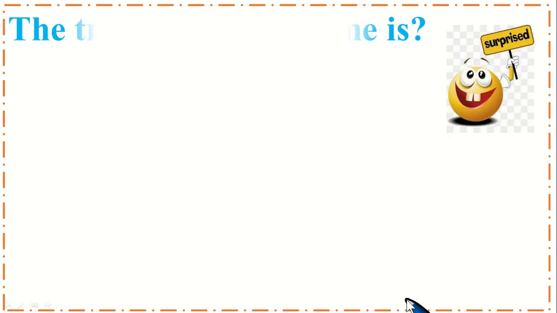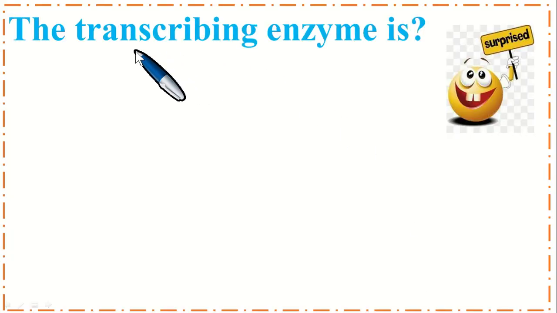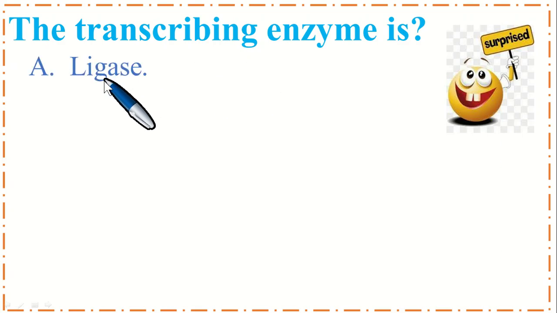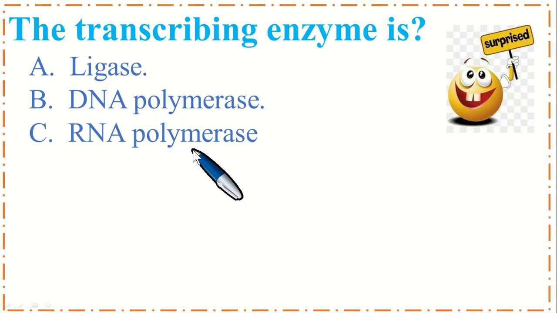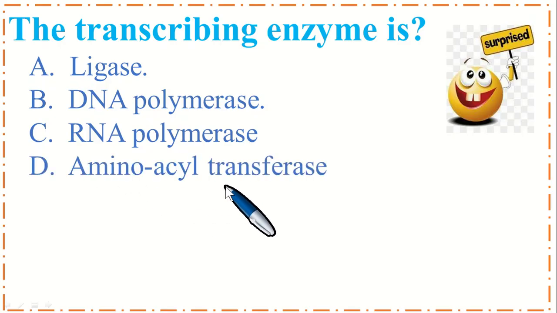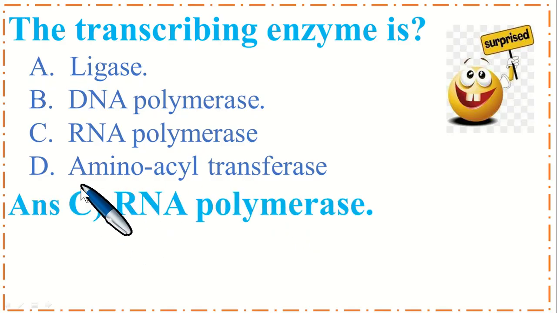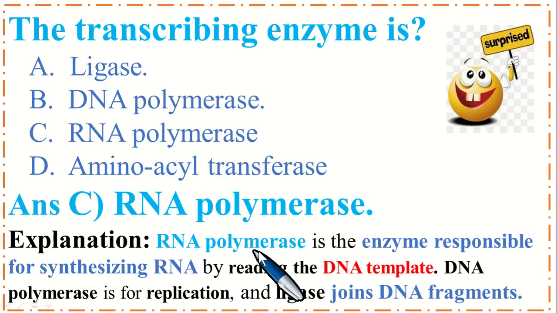Dear students, this is a very important MCQ. The transcribing enzyme is option A ligase, B DNA polymerase, C RNA polymerase and option D aminoacyl transferase. So the correct option is C RNA polymerase. RNA polymerase is the enzyme responsible for synthesizing RNA by reading the DNA template. DNA polymerase is for replication and ligase joins the DNA fragments.